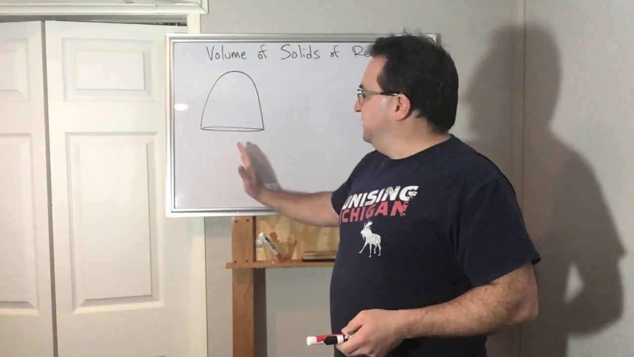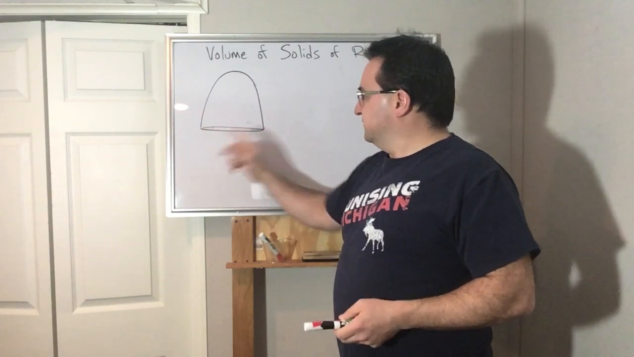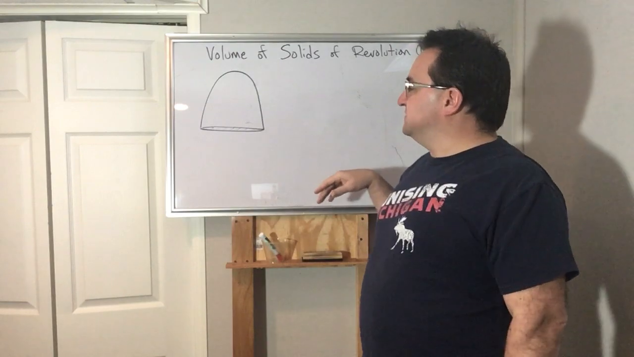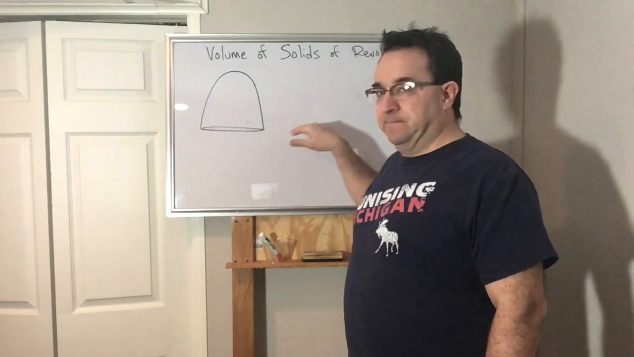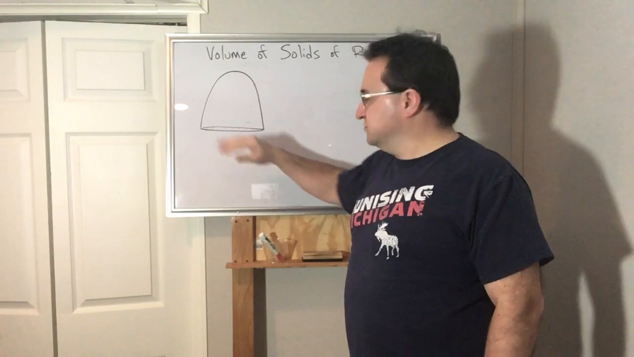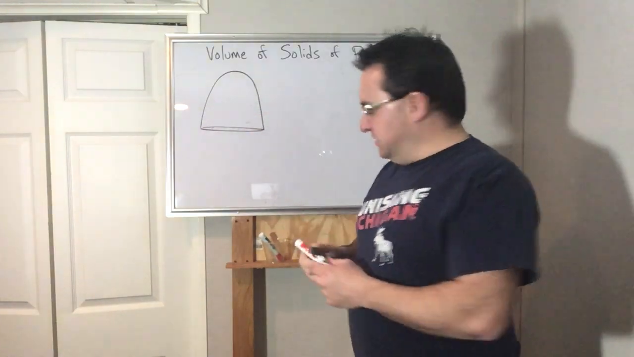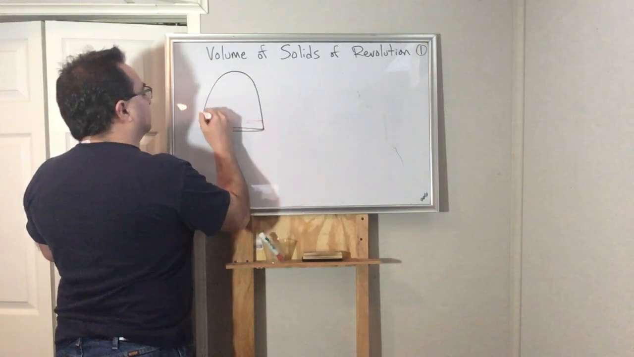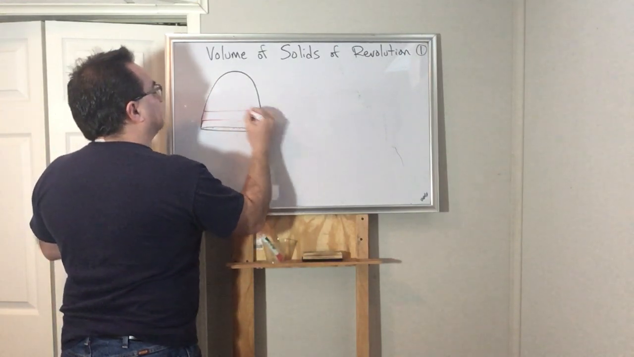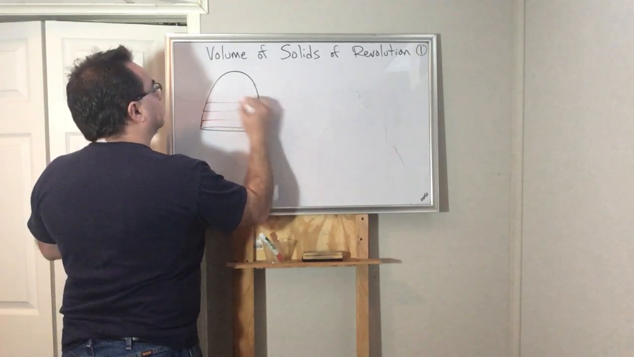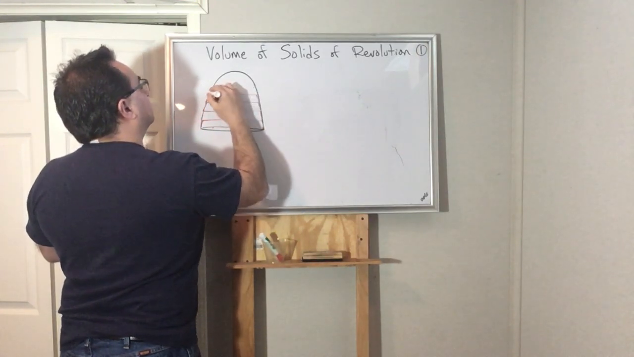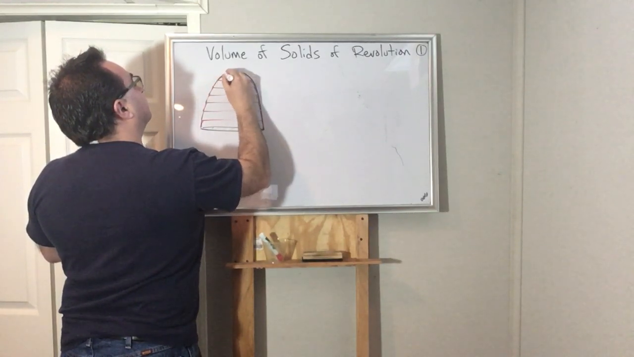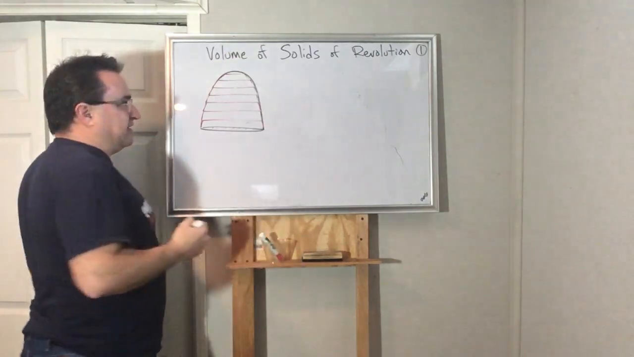If you think of the symmetry of this, see this parabola? You have an axis of symmetry here. When we slice these things, we're going to slice them perpendicular to the axis of symmetry, so that would be this way. Now, if I were to carve this up into some number of slices, let me try to make them the same height. Well, except for that last one.